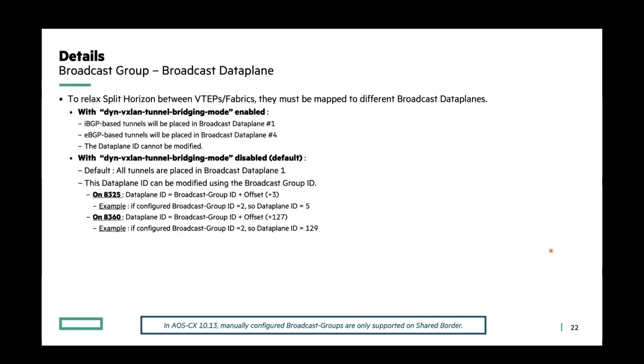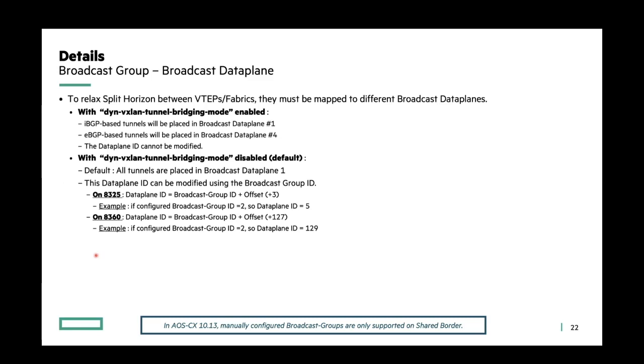So in this case, we'll be able to configure the broadcast data plane for each fabric, allowing the legacy and the bump traffic to be forwarded. By default, as I already mentioned, all tunnels will be placed in the broadcast data plane number 1. But we can manually configure it using a broadcast group ID, which is newly introduced in AOS-CX 10.13. Doing that, the new data plane ID will be the sum of the broadcast group ID we are configuring plus an offset, which is different depending on the platform.